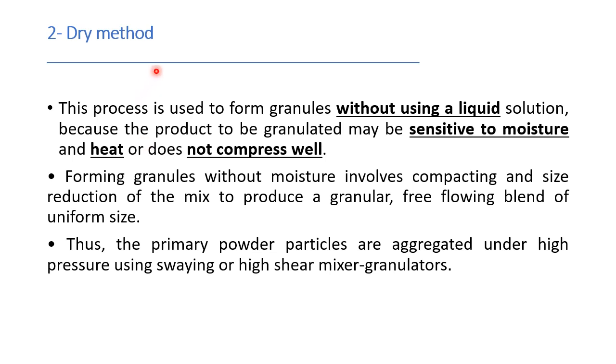The second method of preparing granules is by the dry method. In this method, there is no use of liquid, so this method can be used to prepare granules from products that are sensitive to moisture, sensitive to heat, or products that are not compressed properly. So in this method, there is a compacting and size reduction of the mixture to produce the granules. The powder particles are aggregated under high pressure using slugging or high shear mixer granulators.